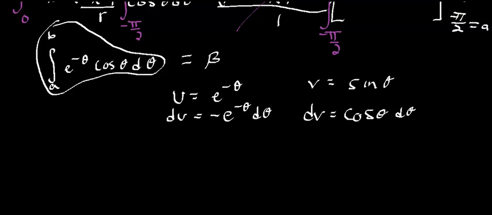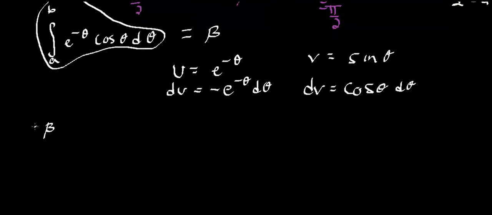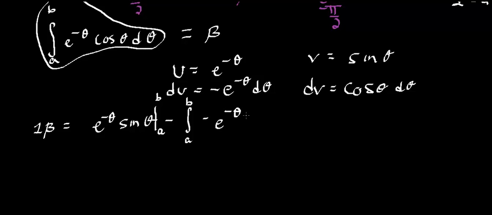So let's do this. Beta is equal to uv, which is e to the negative theta sine of theta, evaluated from a to b, and then we subtract off the integral from a to b of v du. So this is minus the integral of e to the negative theta d theta times sine of theta. Let me check I did that right: v is sine of theta, du is negative e to the negative theta d theta.